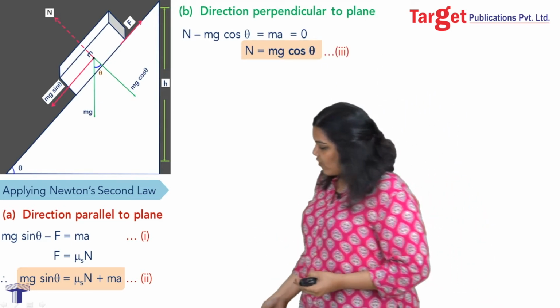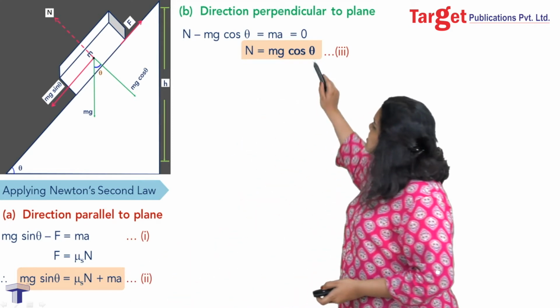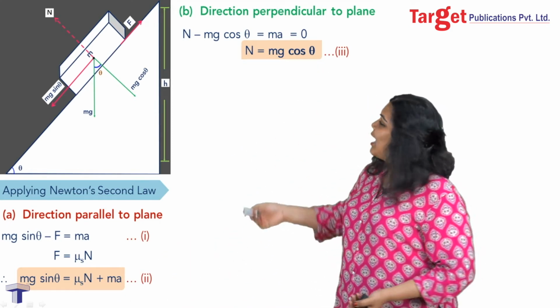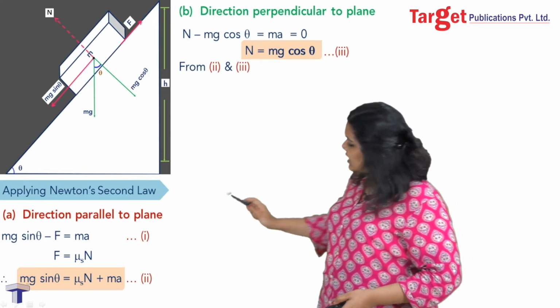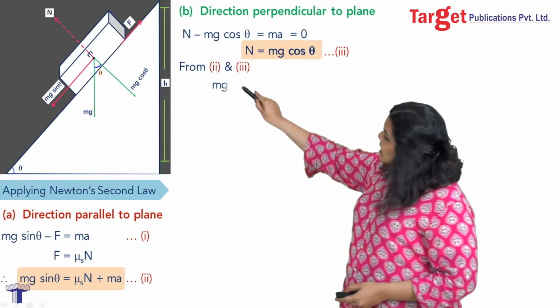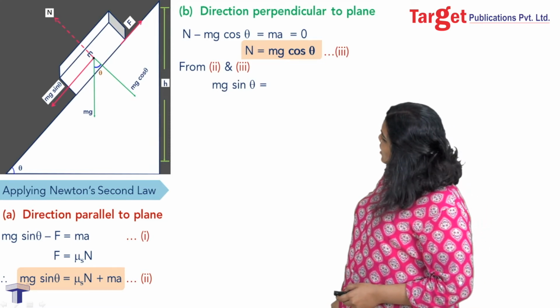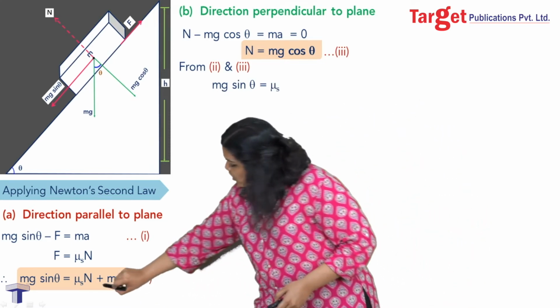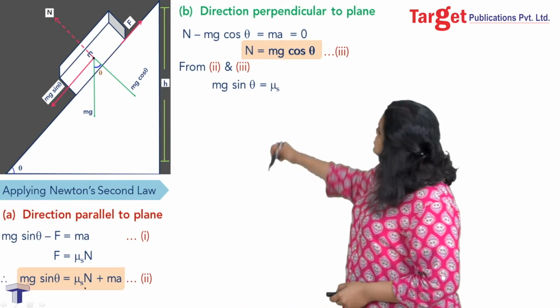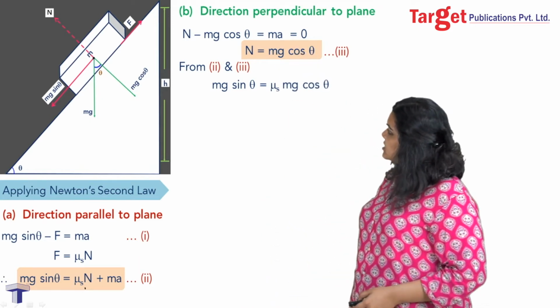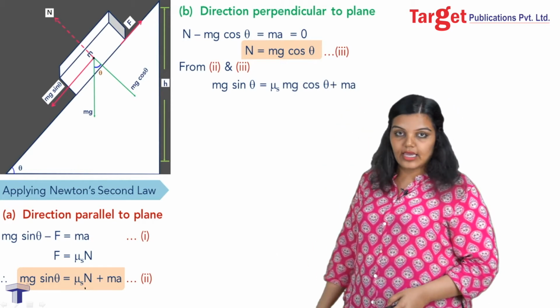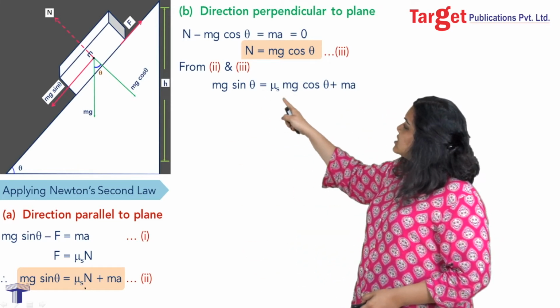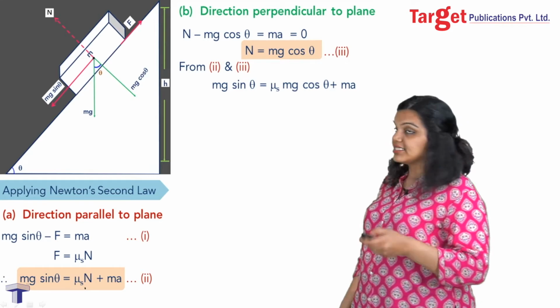Now it's pretty straightforward. I have this equation and I have this equation. What am I going to do? I'm going to substitute N is equal to mg cos theta into this equation. So I write mg sine theta is equal to mu s, but instead of N, I'm now going to place this value of N here, and then continue writing the rest of the equation, that is plus ma. So I have mg sine theta is equal to mu s mg cos theta plus ma.